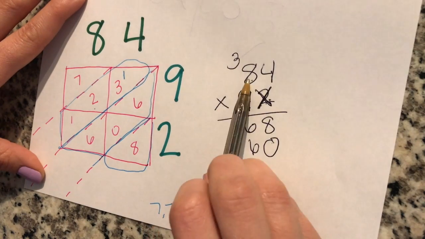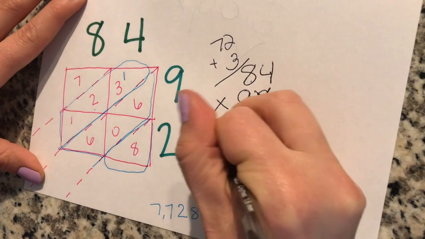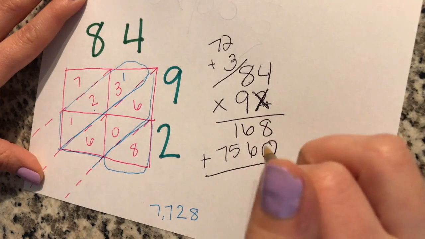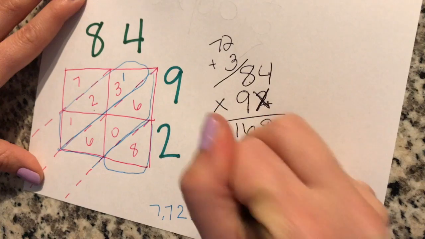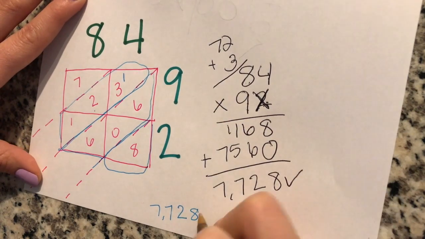9 times 8 is 72. And I got to add my 3 to it, so it is 75. Then I got to add up all these fun numbers. 8, 12, 7, 7. So, got the same.